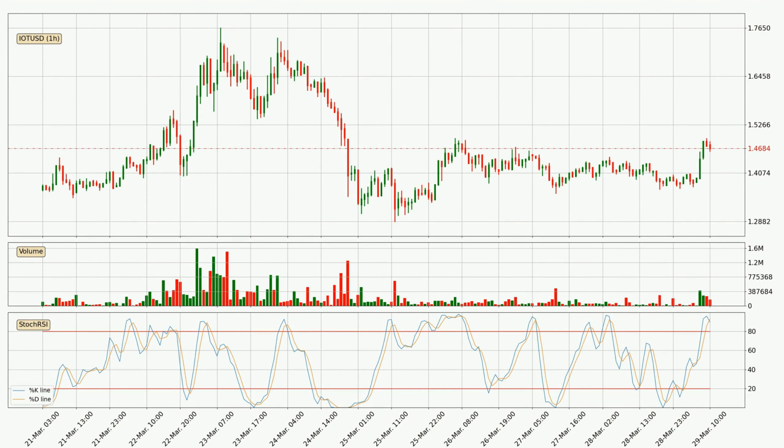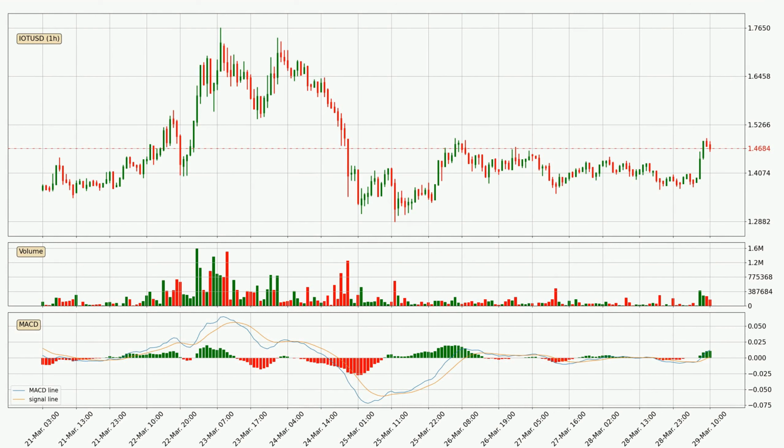Moving to the hourly stochastic RSI, both the %K and %D lines are in the higher region, which means that the price is getting overbought and soon a trend change or at least some kind of consolidation could be expected. The K line is currently located below the D line, meaning that there is a downwards trend.